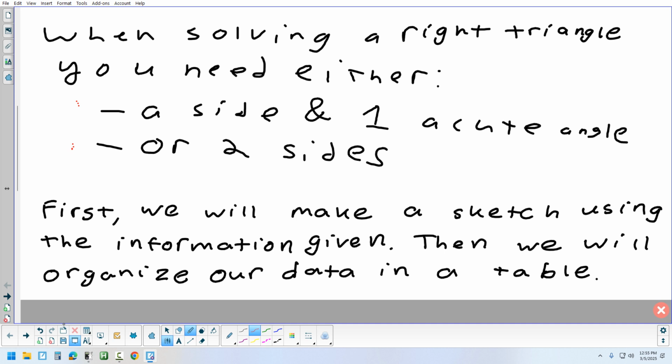So what we're going to do is first, when we're given information, we're going to draw it. The reason we're going to draw it is because we have to figure out what's opposite and what's adjacent. After you've done enough of them, you can kind of do it in your head, visualizing it. But I think at first, it's helpful to make a sketch. And then, after we sketch it, we're going to make a table. The table is going to have 6 things in it: A, B, and C for the sides, and then Greek letters for the angles.